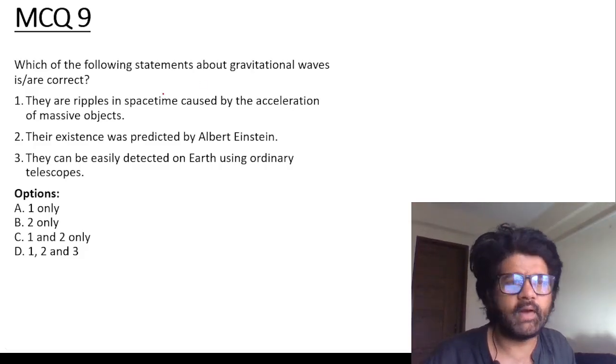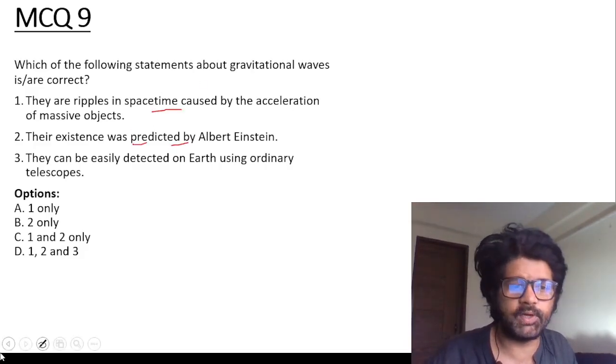Which of the following statements about gravitational waves is or are correct? Ripples in space-time caused by acceleration of massive objects exist. Yes, it was predicted by Albert Einstein.